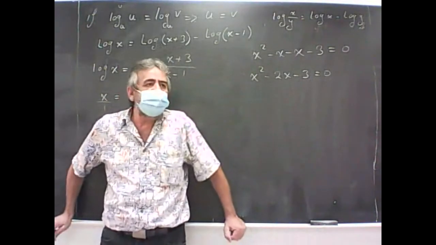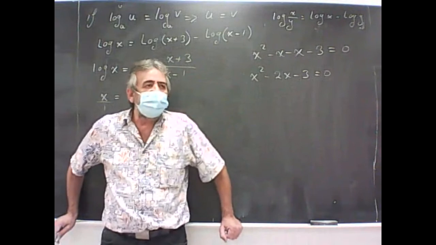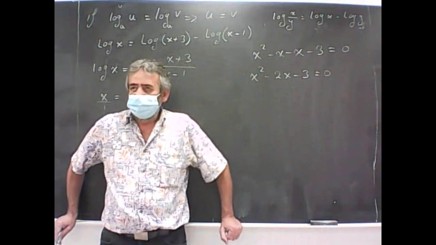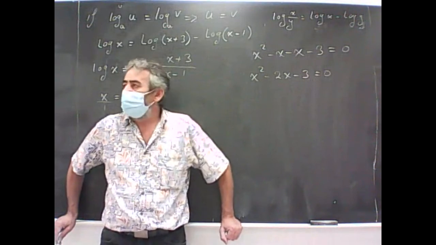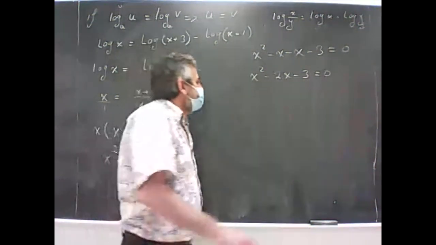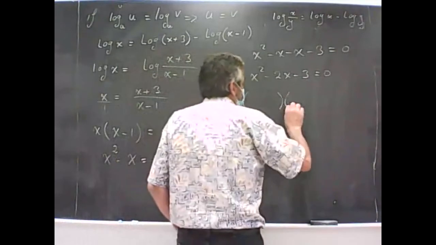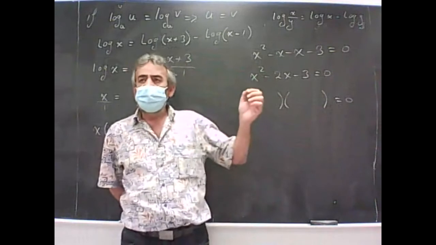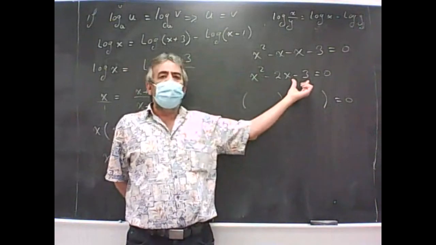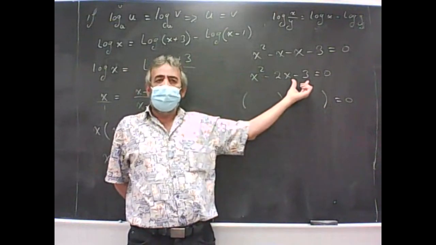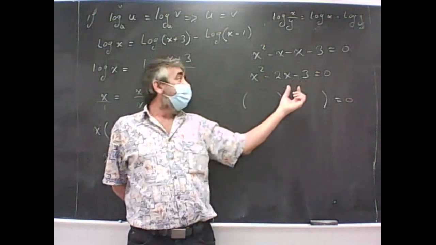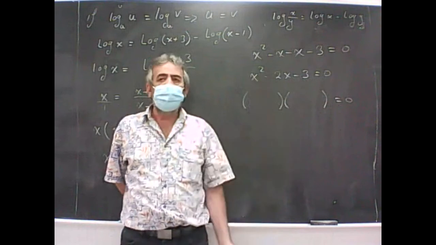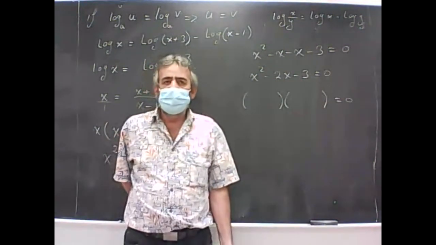How do I solve this? Well, since this is a quadratic, we have to factor it. So we have to put it in terms of a product. How do I factor that? I need to look for two numbers. When I multiply them, I get negative 3, but when I add them, I get negative 2. What are those numbers?